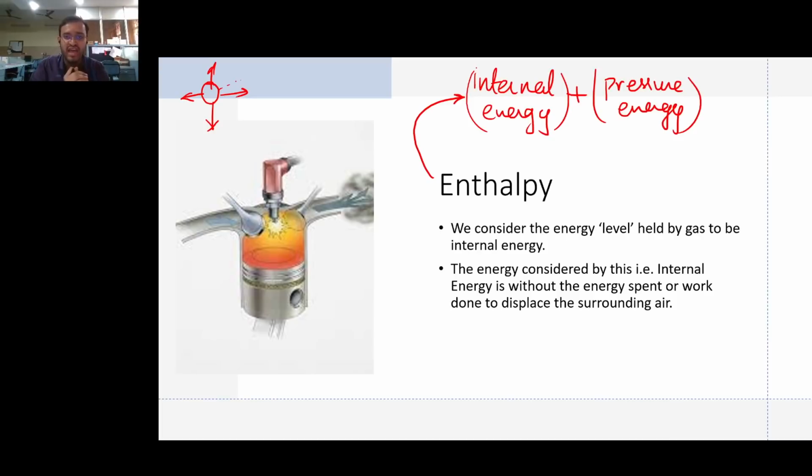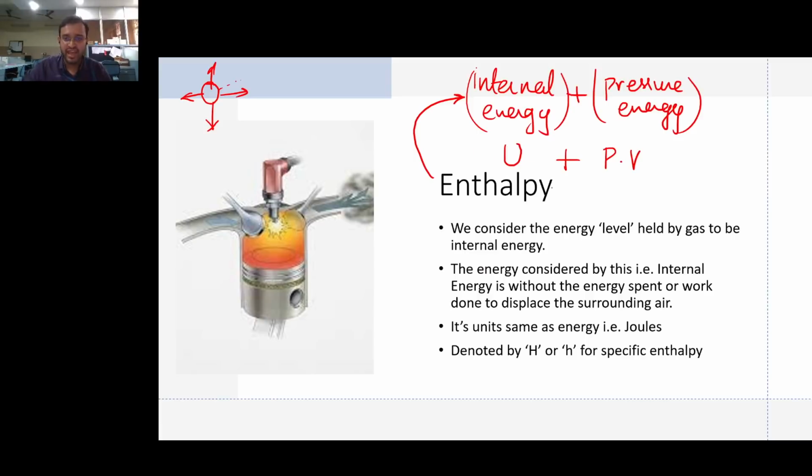All right. So enthalpy, as I've just mentioned, is the summation. It's a combination property of internal energy and pressure energy. Internal energy is given by the letter U, and pressure energy is P into V, pressure into volume. Okay. Now enthalpy, it is a summation of two energies, pressure energy and internal energy. It too has the same unit, that is joules. It is denoted by the letter H. So we have got H is equal to U plus PV.